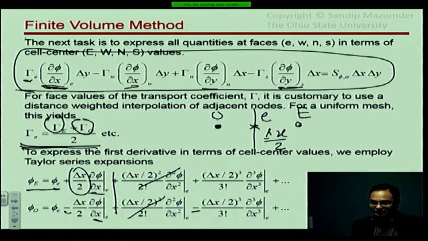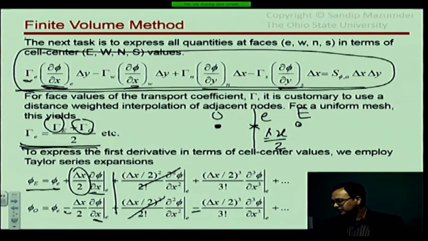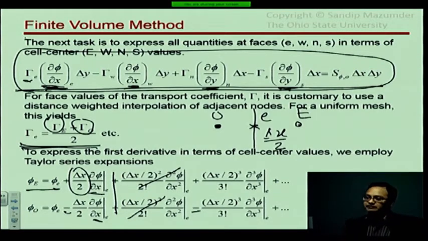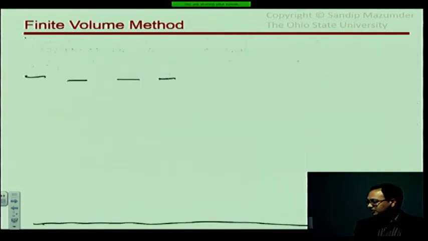This is quite different from finite difference approximations, where you had to do special considerations for boundary nodes. Here, the basic finite volume equation is applicable to all nodes or all cell centers. The only difference will be in how you derive the discrete approximations for these derivatives. That will be the only difference. So let's talk about that.